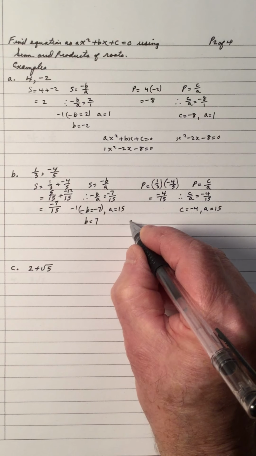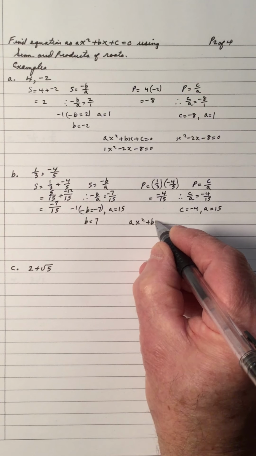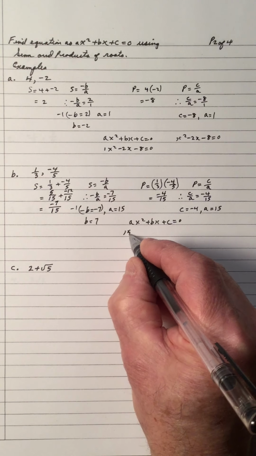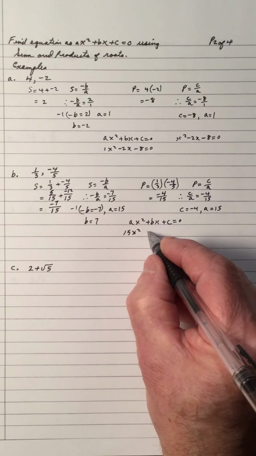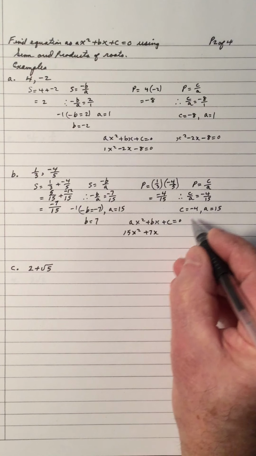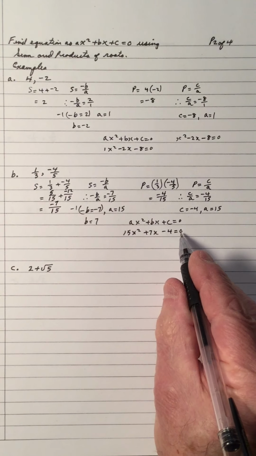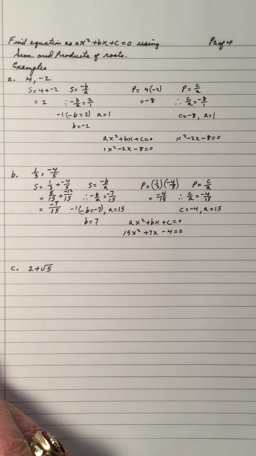So the equation is ax squared plus bx plus c equals 0. A is 15, b is 7, and c is negative 4. And that's the quadratic equation that has those two roots.